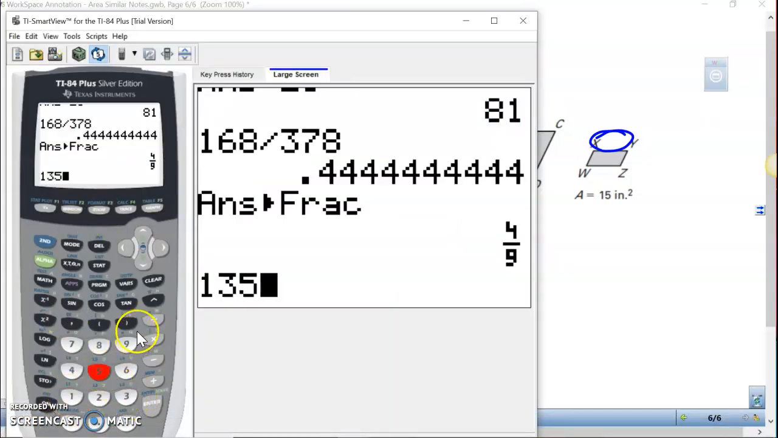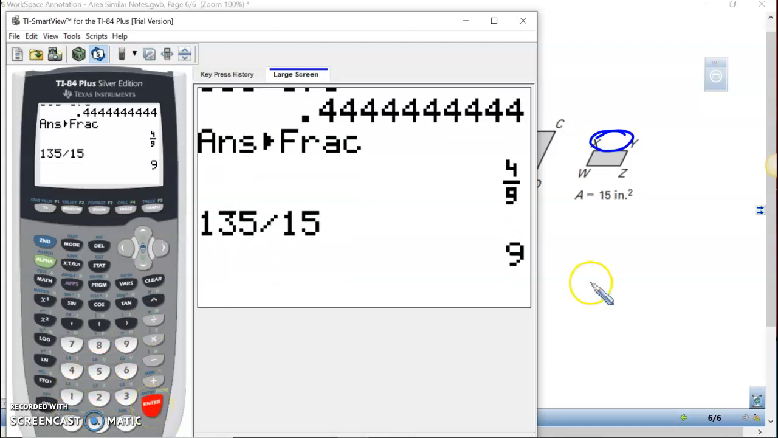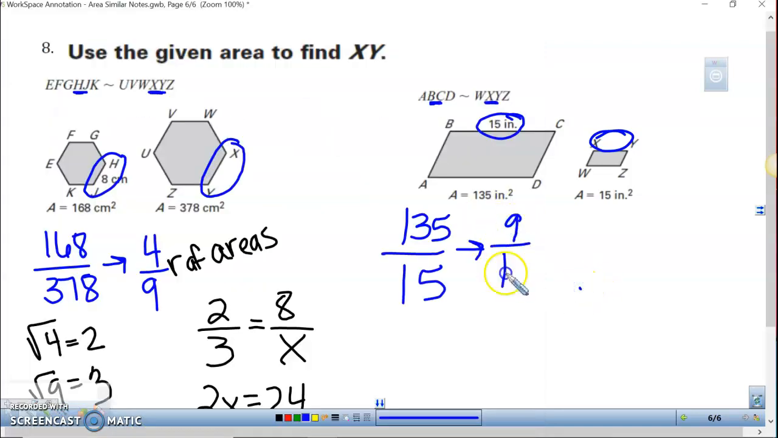Again, download this. The link is on Canvas. So that is 9. So please remember that is 9/1. Okay, when you need a fraction, you make that fraction. You can put any number over 1.